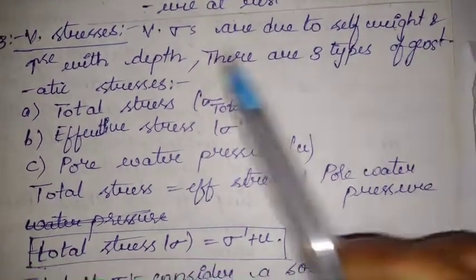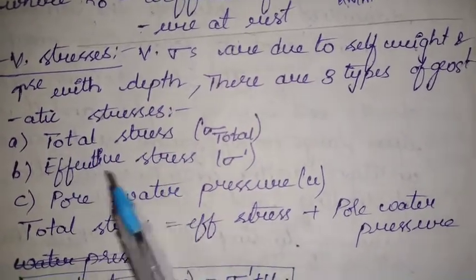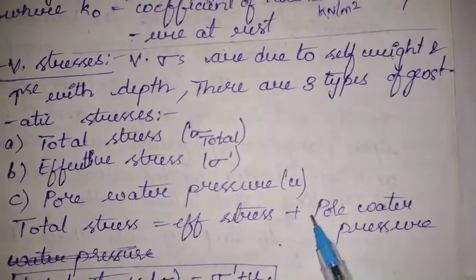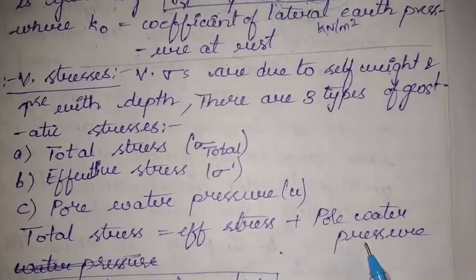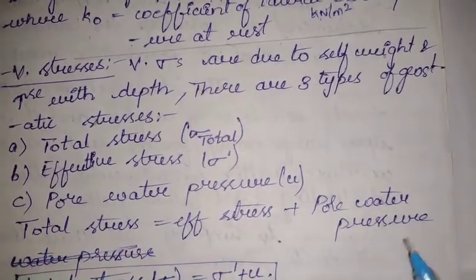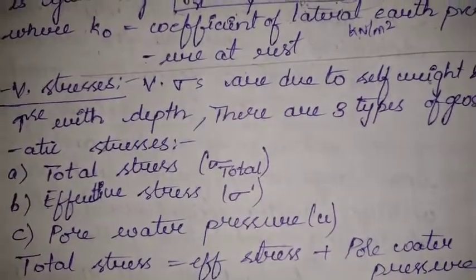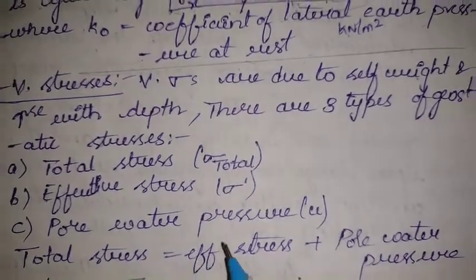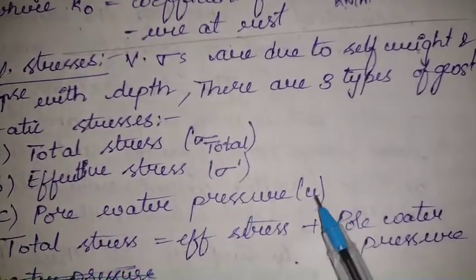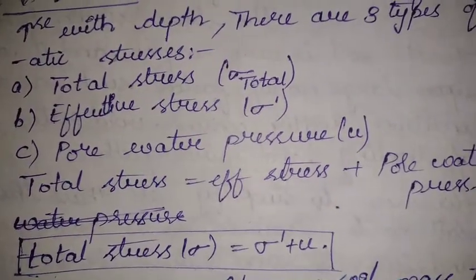There are three types of geostatic stresses. As I already told you, they are total stress, effective stress and pore water pressure. The total stress is the summation of effective stress and pore water pressure. The total vertical stress is nothing but the effective stress plus pore water pressure. The notation for total stress is sigma, the effective stress is notated as sigma dash, and pore water pressure is u. This is the formula: total stress sigma is equal to sigma dash plus u.